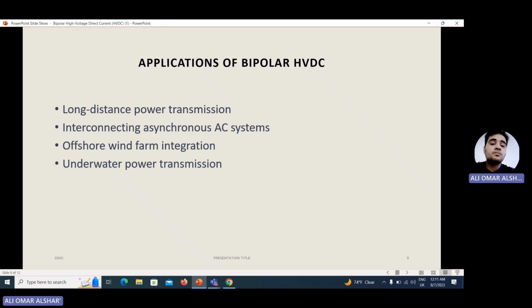Now the applications. We can use them for long distance power transmission and interconnecting asynchronous AC systems. That's one of the best benefits. Also offshore wind farm integration, and underwater power transmission, between two countries that have a coast between them, so we can transmit power between them or across the oceans. That's one of the reasons to use bipolar high voltage DC transmission lines.